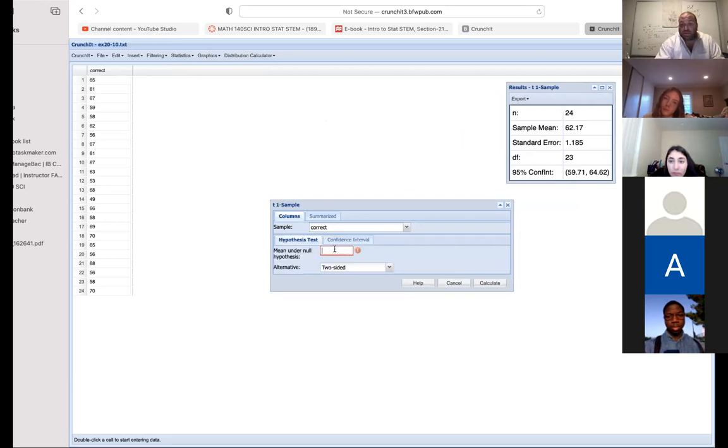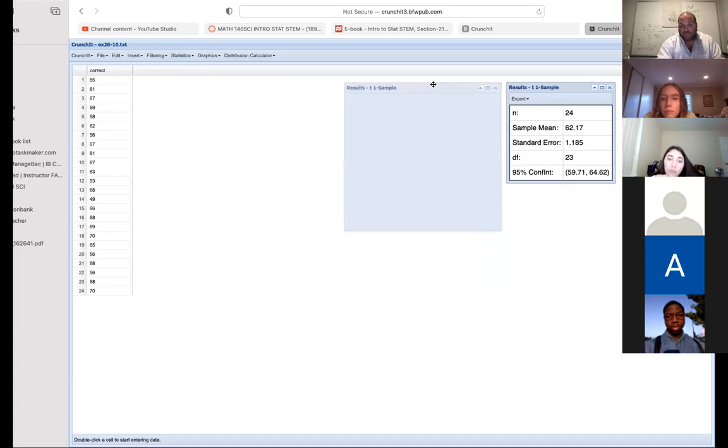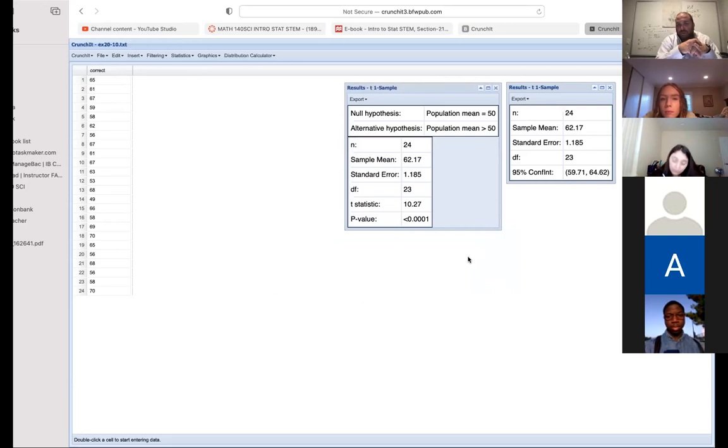So first, what is the mean under the hypothesis test? What is the null hypothesis claiming is the true value in this case? 50. Is it one-sided? Is it a less than, greater than, or two-sided case? Greater than. It's a greater than. And when we calculate, we get the following situation. Null hypothesis, it's 50. Alternative, it's greater than 50. Notice that the sample mean, standard error, degrees of freedom, those are all the same. Look at the p-value. What is that p-value?